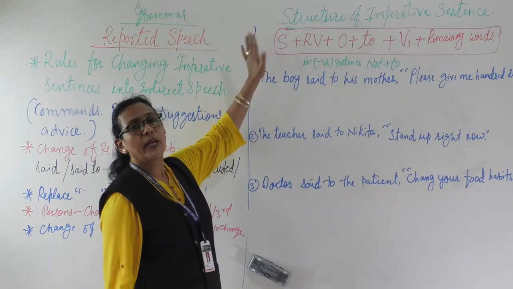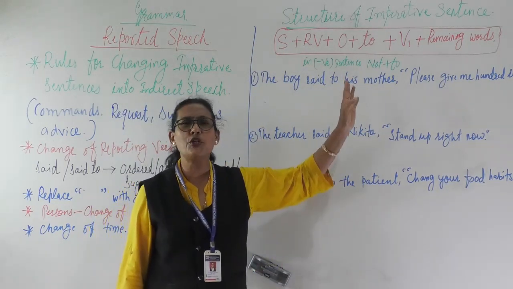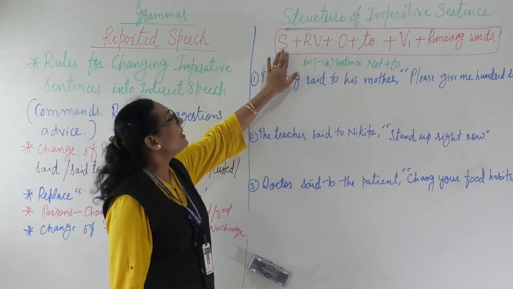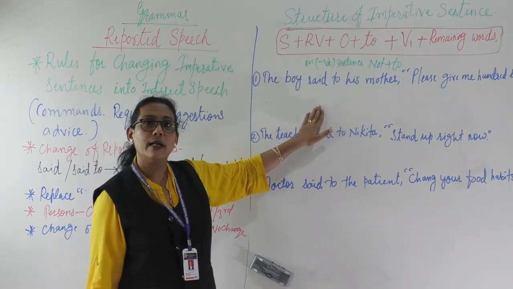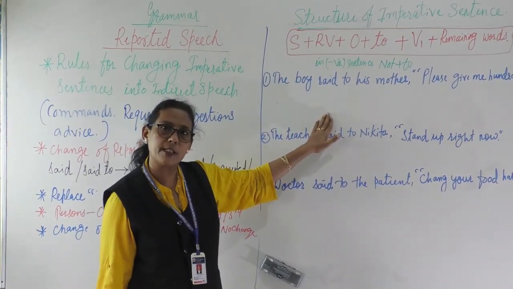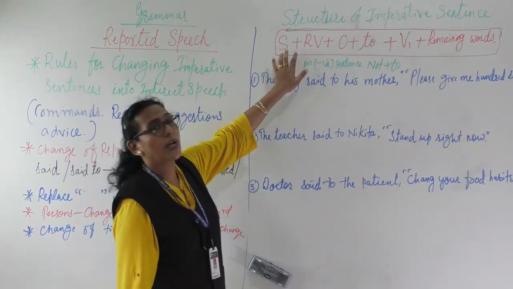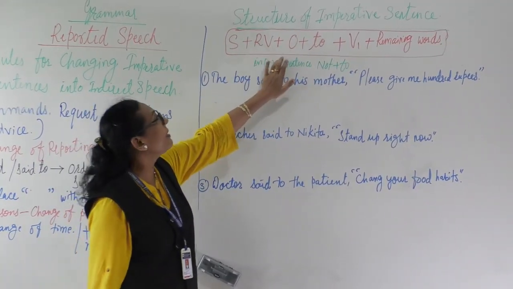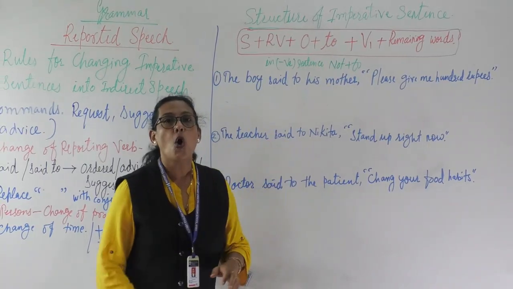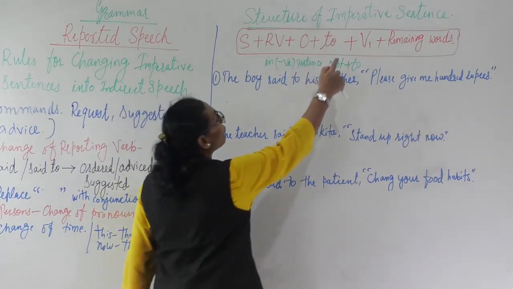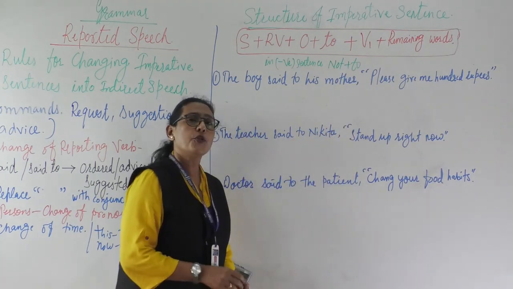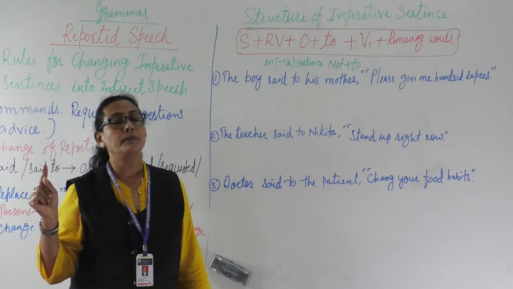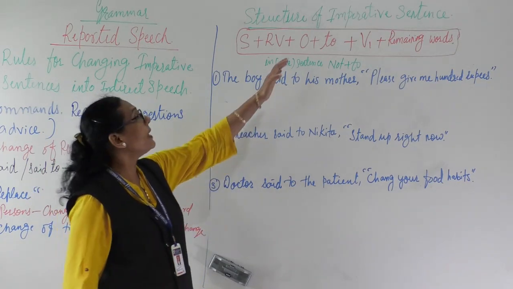Now we go to the structure. In imperative sentences there is a structure, no need to learn it, it is only to make you understand. I have written it on the blackboard. When changing direct speech into indirect speech, the structure will be like this: the subject, the reporting verb, the object, then to plus V1 form. That is the infinitive form: to go, to sing, to come, to eat.